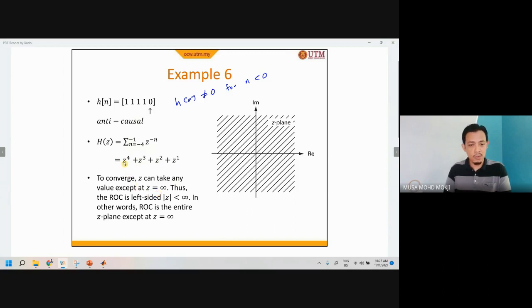Because if z equals infinity, then z to the power of 4 is for sure infinity. Can we have a 0 value? Yes, because if z is 0, then H(z) becomes 0, and 0 is not infinity, so it is a value. So for this impulse response, the ROC is left-sided, where z is less than infinity.